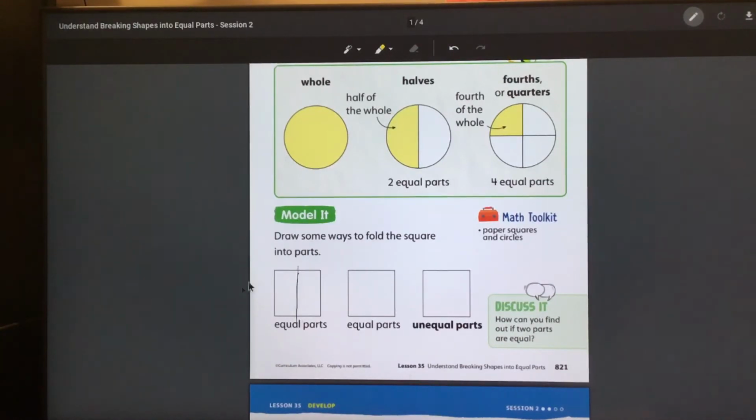Okay, I have a square here, and I'm going to cut that. And this time I'm going to take my square and I'm going to go corner to corner, and now I have equal parts. Now I have triangles that are equal parts. Now you'll see here it says unequal parts. That means they're not going to be the same size and shape. Unequal. We don't like when things are unequal, but they want us to show an example of what that means. So I'm just going to draw my line here. That would be unequal parts.